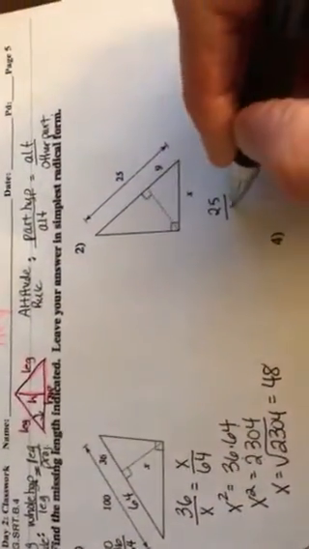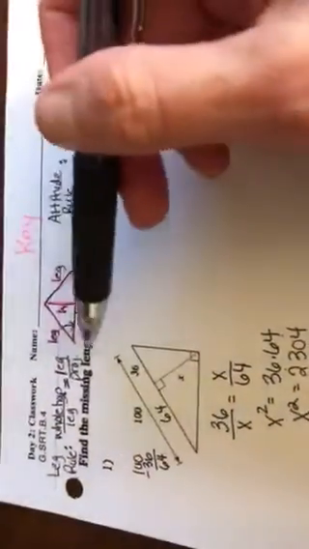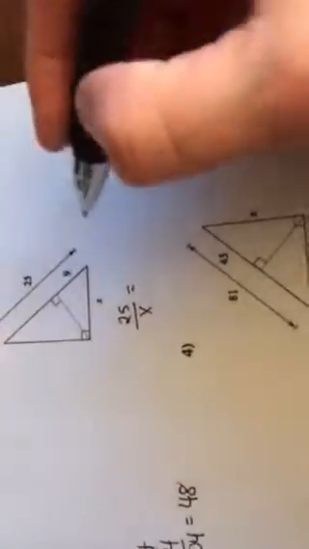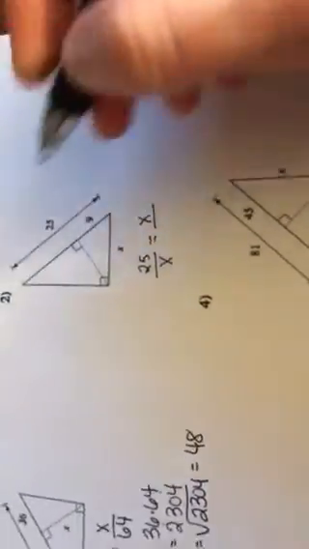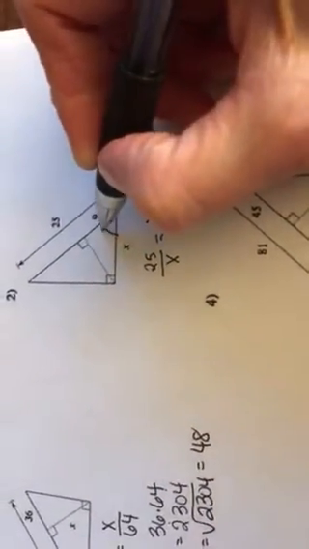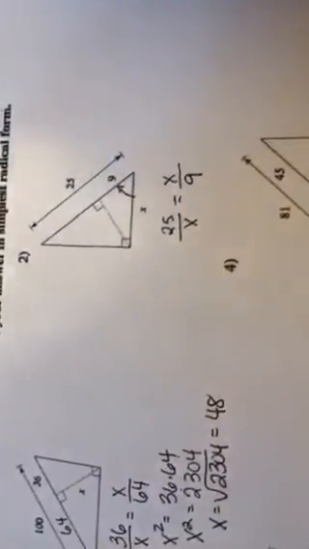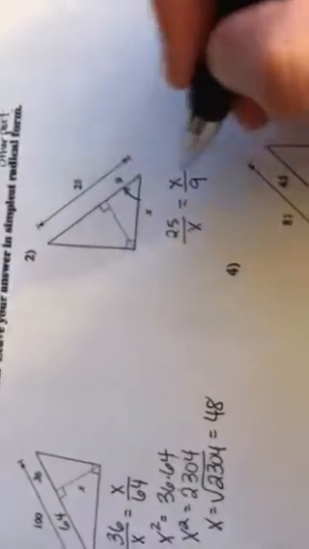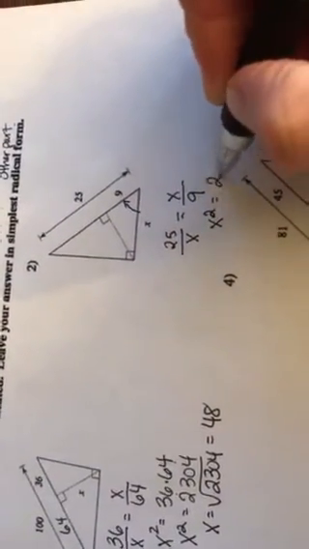All right, so the whole hypotenuse, that's 25, over the leg, which is x, equals the leg over the projection. So here's x over the projection, and the projection here is 9. All right, so let's cross multiply. X times x is x squared, and then 25 times 9.